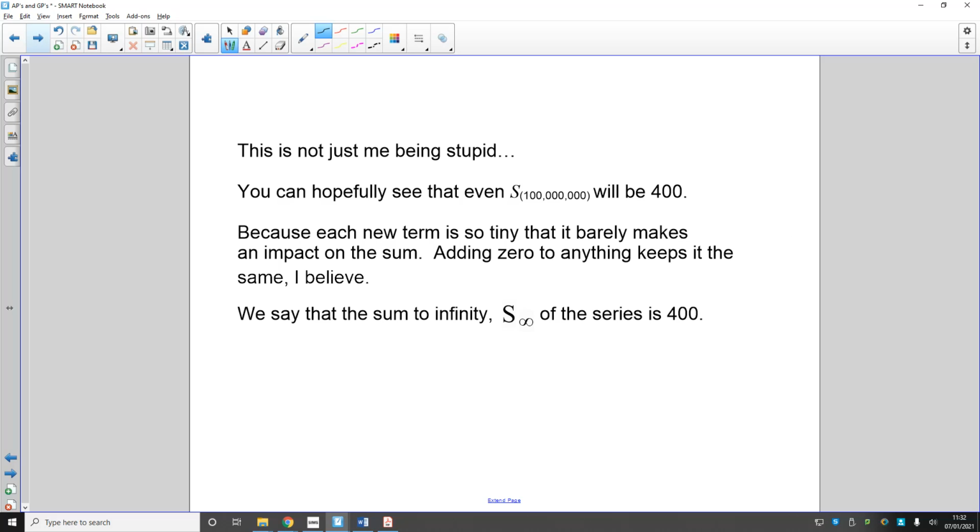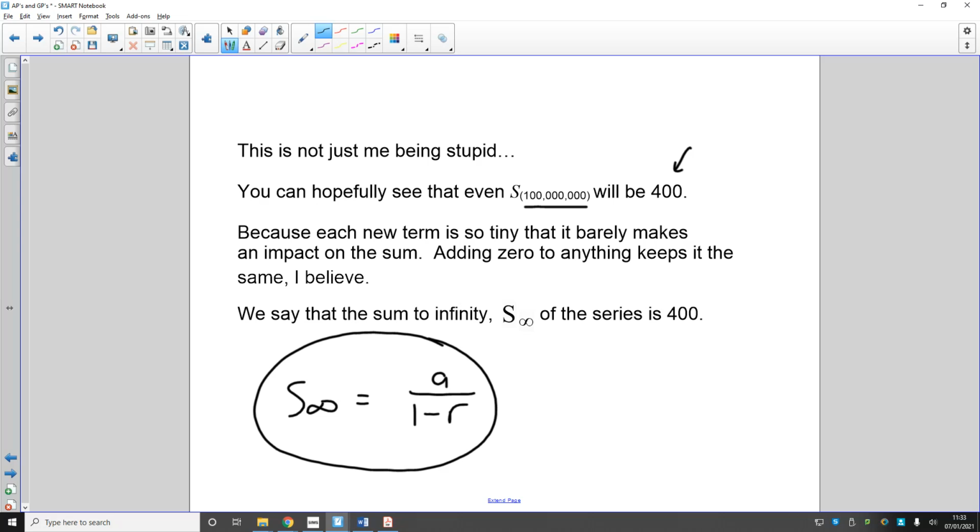So hopefully then you could see that if you put a number like the first 100 million terms into that sequence, you will still get 400, because each new term that you add on is getting so small that it barely makes an impact on the sum of the series. Adding 0 to anything keeps it the same. We say in this case that the sum to infinity of the series is 400. So the sum to infinity of any series that is a convergent series can be found by dividing A by 1 minus R. And that's a really important result.